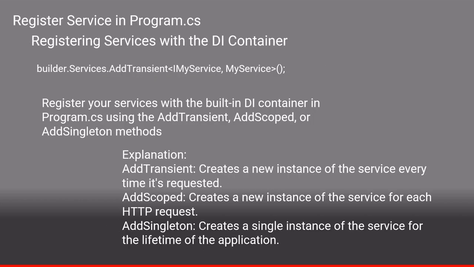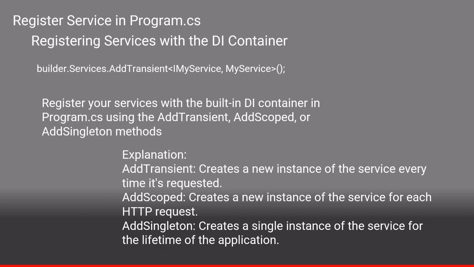The first step in using DI is to register your services with the ASP.NET Core DI container. This tells the container how to create instances of your services and make them available to other parts of your application.